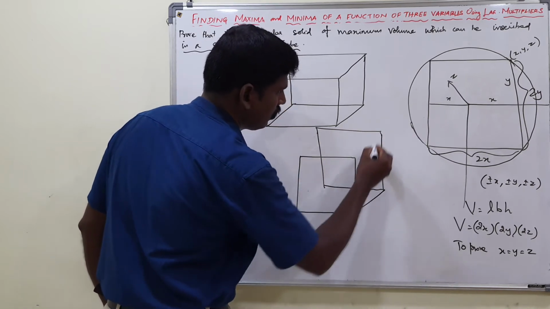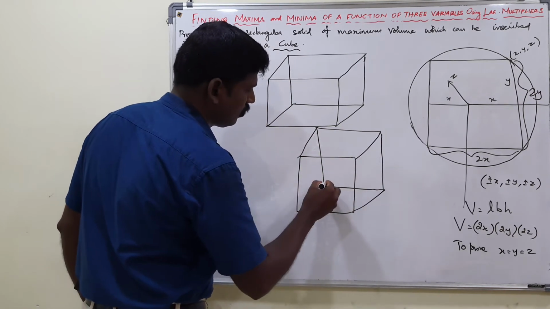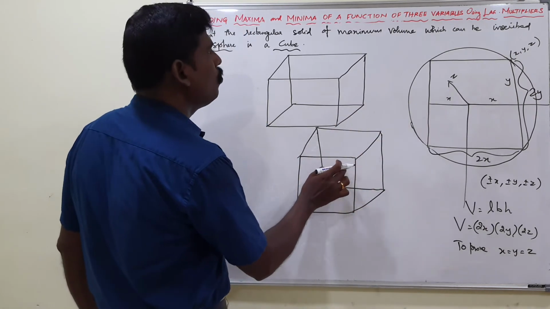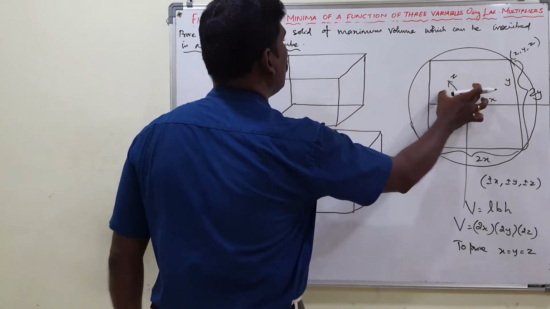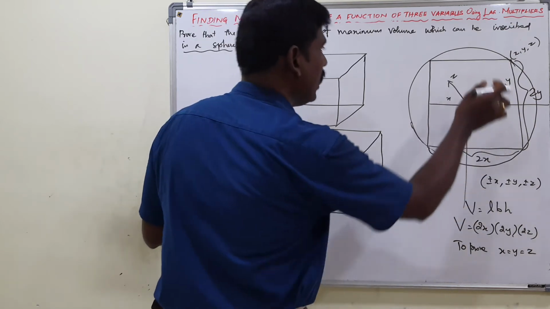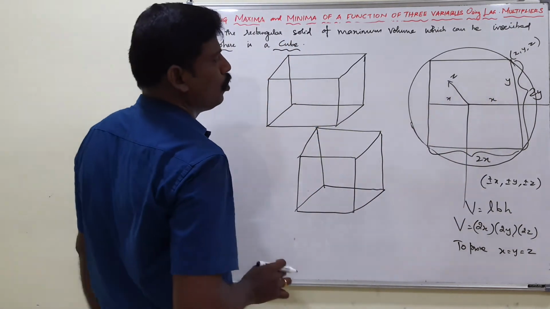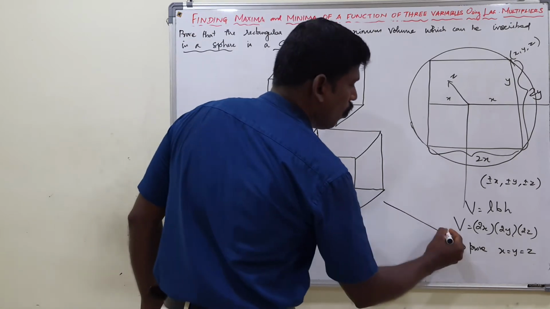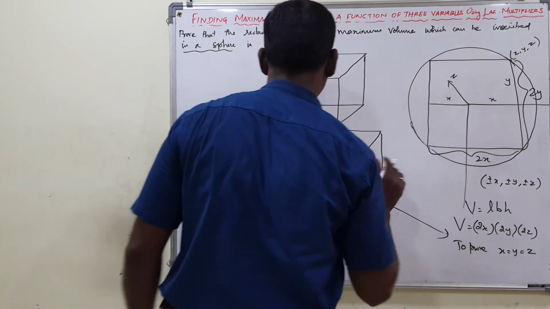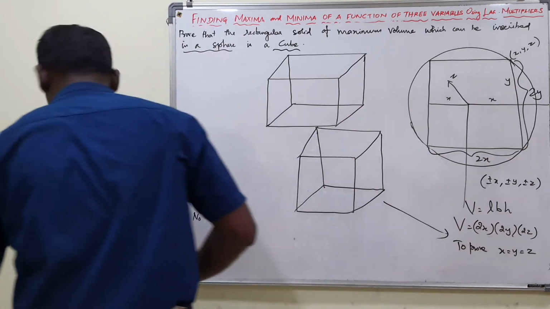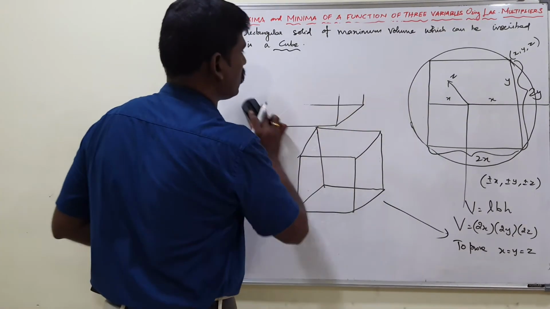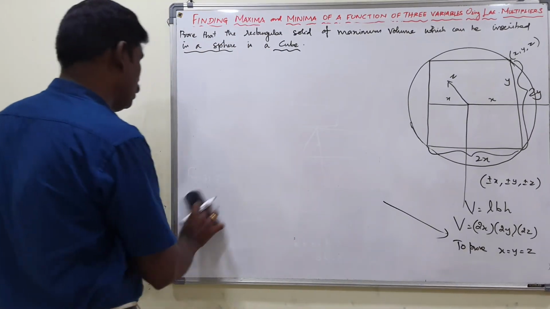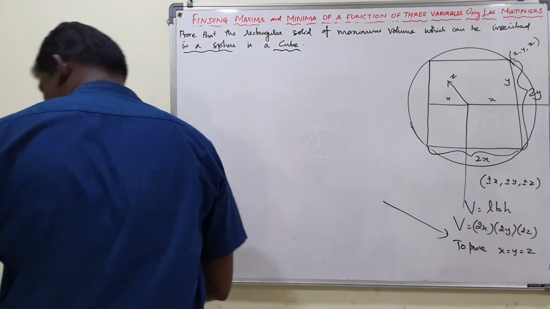Like that. Now it's a cube. Okay. So when the rectangular solid has maximum volume, that rectangular solid becomes a cube. That means all the dimensions are equal. So x equal to y equal to z. That's all. Right? We need to prove x, y and z are equal in this problem. That is the only difference between the previous problem and this problem. Okay? Right?